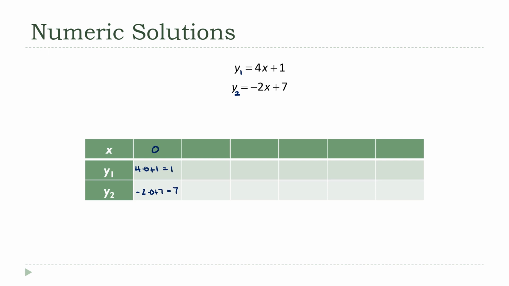Well, those numbers aren't the same, so this is not a solution. Then you just keep trying. How about 1? 4 times 1 plus 1 is 5, and negative 2 times 1 plus 7 is 5. There we go. We got the same number both times. So that tells me this is my solution. The point (1, 5) is a solution to both equations.